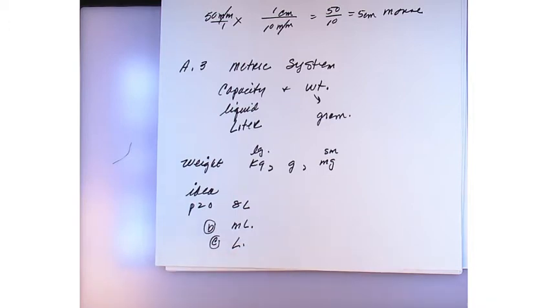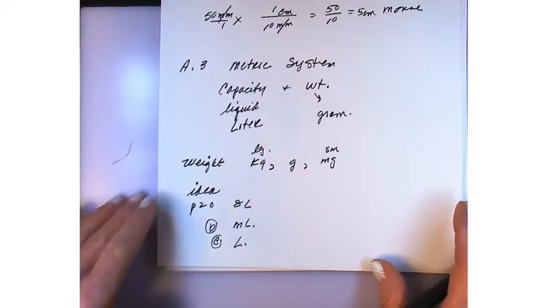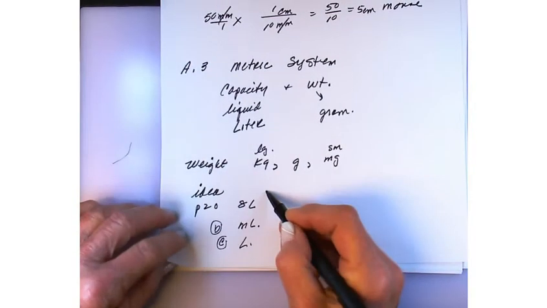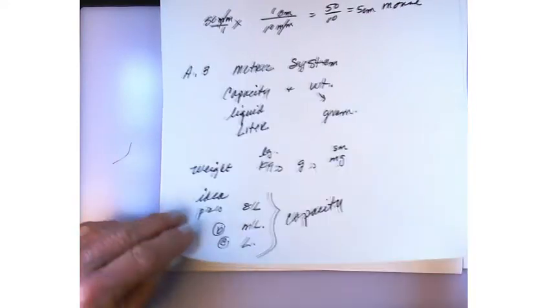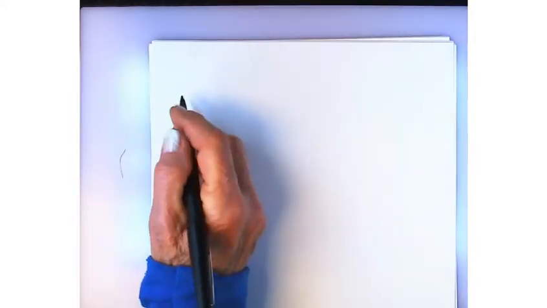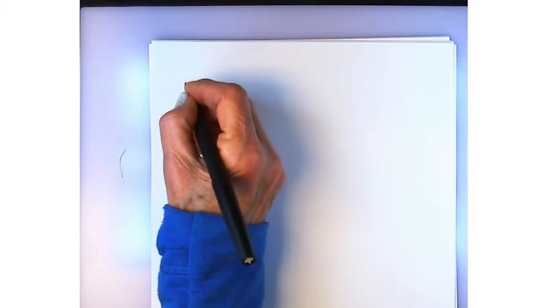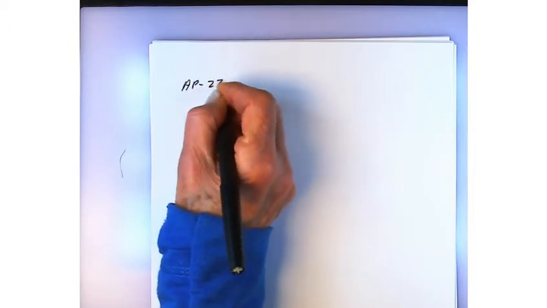Now looking over onto page 22, please. So these were all capacity using liters. Now let's look at weight. I am on AP 22.